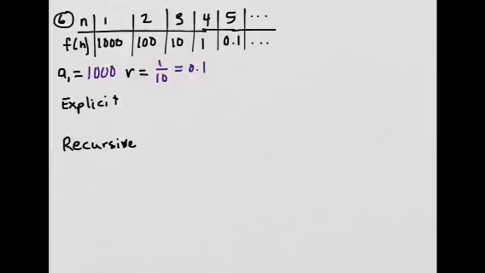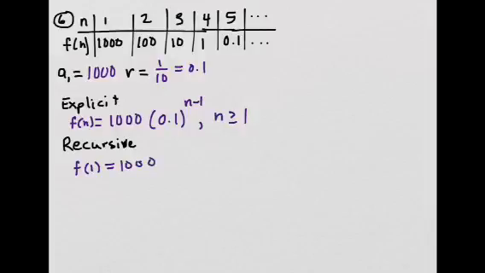Okay, so for the explicit formula, it's going to be f of n equals the first number times the ratio. Now because this started with 1, the n starts with 1, I'm going to put n minus 1 for all n greater than or equal to 1. For the recursive, f of 1 is 1000, and f of n is going to be the ratio times the previous number for all n greater than or equal to 2, since the first number starts at 1, then the second number would be 2.